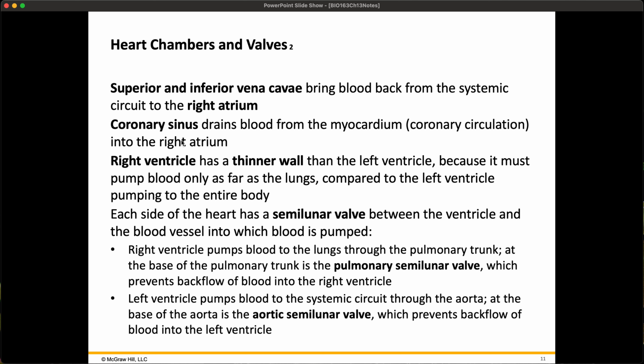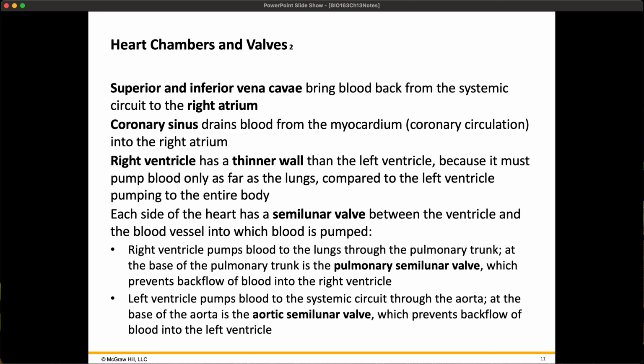The coronary sinus, and all of these things are going into the right atrium, these first two at least. The coronary sinus, this is referring to a large vein on the back of the heart that drains blood from the coronary circulation, so the myocardium, the blood vessels supplying fresh blood to the heart itself. The coronary sinus also empties into the right atrium. Just understand that the coronary sinus refers both to the large vein and the hole in the heart.